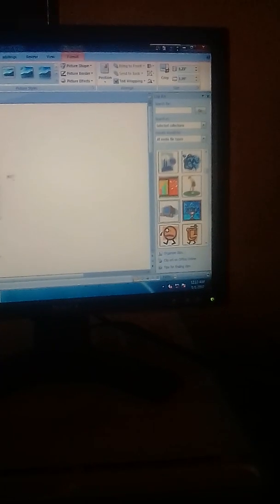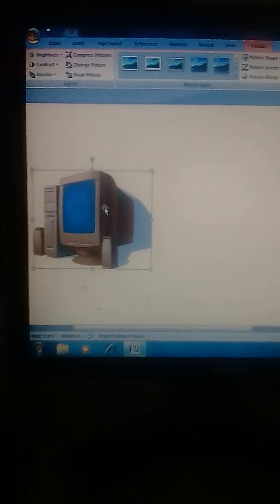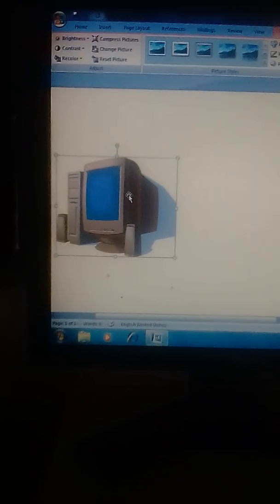So dear students, you see, the picture of computer is inserted on our document. So dear students, this is about the clip art, and we will have to practice on this practical.